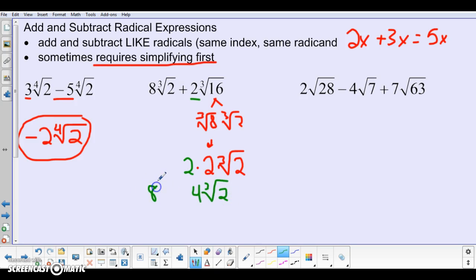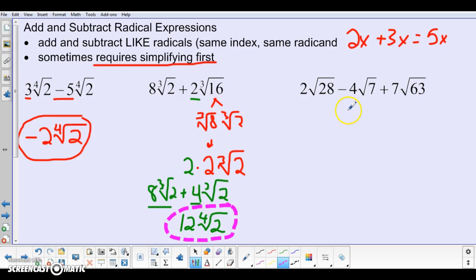Now I had an 8 times the cube root of 2 to begin with, and I am supposed to add them together. Well, now they're the like radicals because they have the same index, 3, and the same radicand, 2. Go ahead and add the numbers in front together. 8 plus 4 is 12. So I have 12 cube roots of 2. There's my answer.